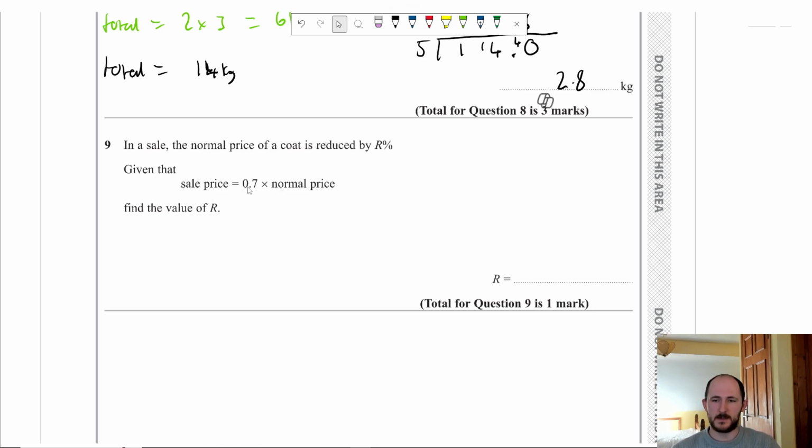In a sale, the normal price of a coat is reduced by R%. Given that the sale price is 0.7 times the normal price, find the value of R. I know some people don't like using multipliers for percentage change, but this just shows you it is required knowledge. And it does make your life easier.